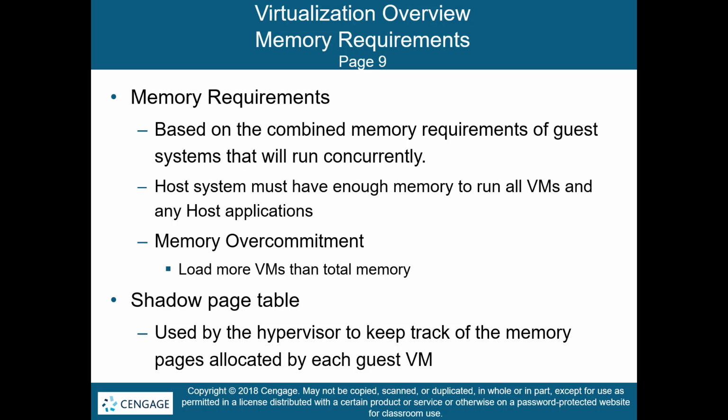Most of the time that works pretty well because the VMs aren't using all the memory and it gets released back to the memory pool. But it also can cause memory crashes if all the hosts start maximizing their usage. The shadow page table, mentioned on page 9, is used by the hypervisor to keep track of this memory and what pages have been allocated to each of the guest VMs.